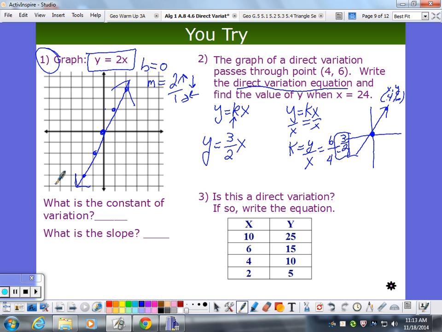What's the constant of variation on number 1? 2. What is its slope? 2. They are the same. Now we're getting back to this one. Okay, thank you, Noah. Here is the direct variation equation. The second part is find the value of y when x is 24. How do I do that?